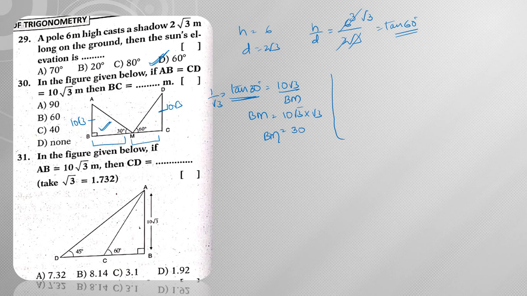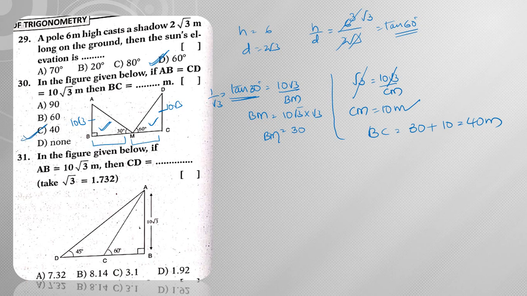Now moving on to the second triangle. Here tan 60 degrees is root 3. So root 3 is equal to 10 root 3 by CM. Root 3 cancels out, so CM is 10 meters. Since I need the value of BC, BC is equal to BM plus CM, which is 30 plus 10, 40 meters. Hence the answer is 40 meters.